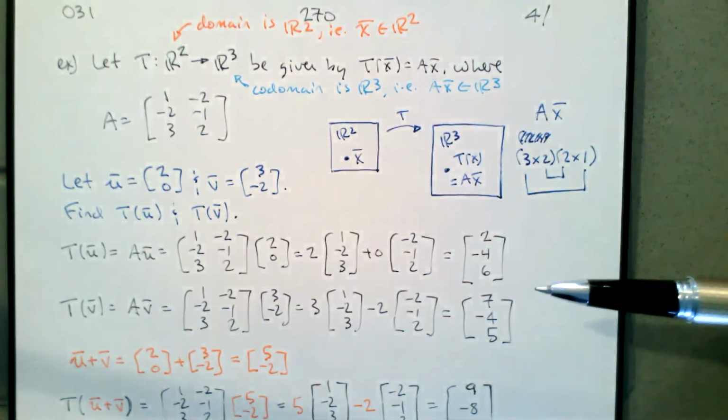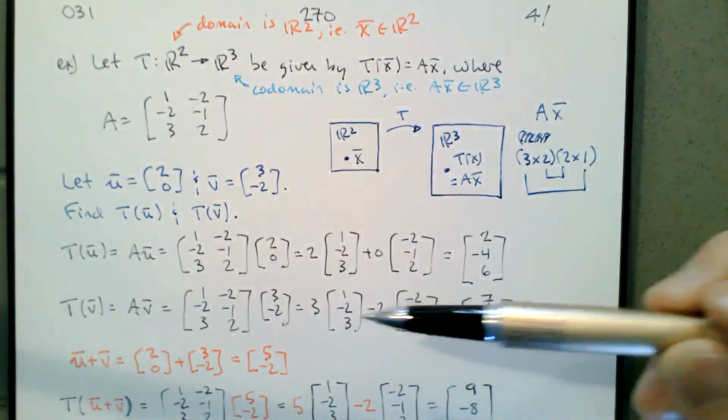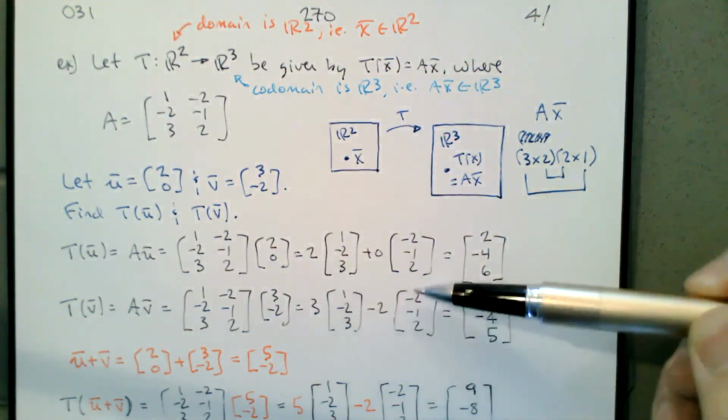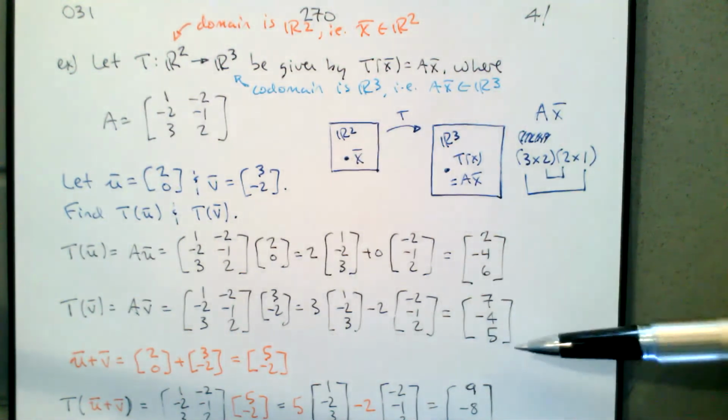We'll do the same thing with Av. We'll make a linear combination of the columns of A using the entries in v as weights. So I'm going to have 3 times the first column of A minus 2 times the second column of A, and so we get (7, -4, 5).